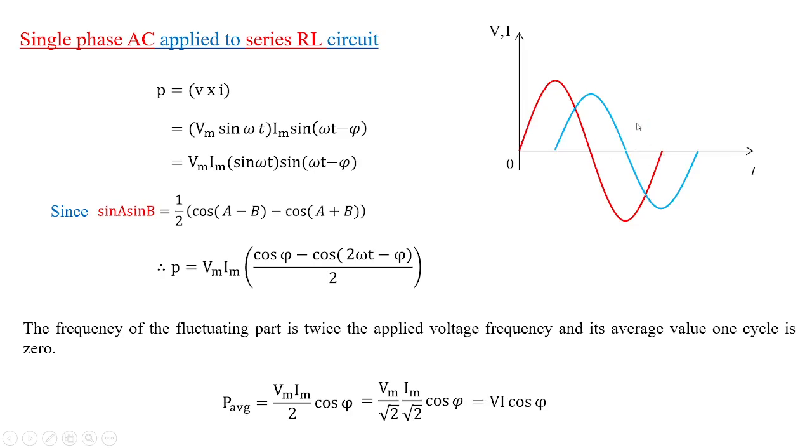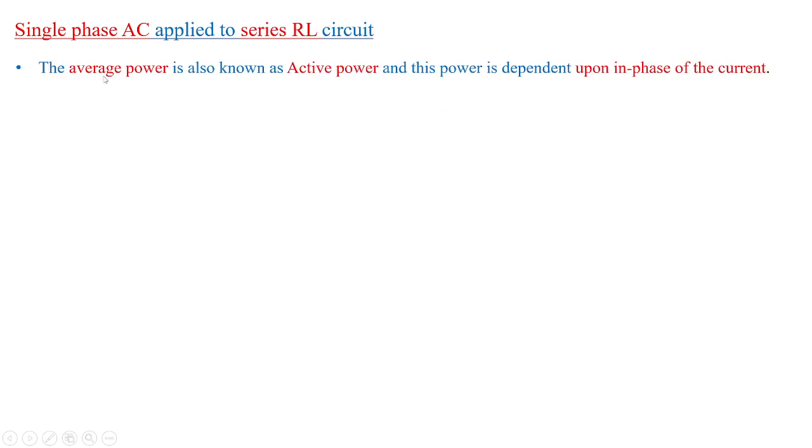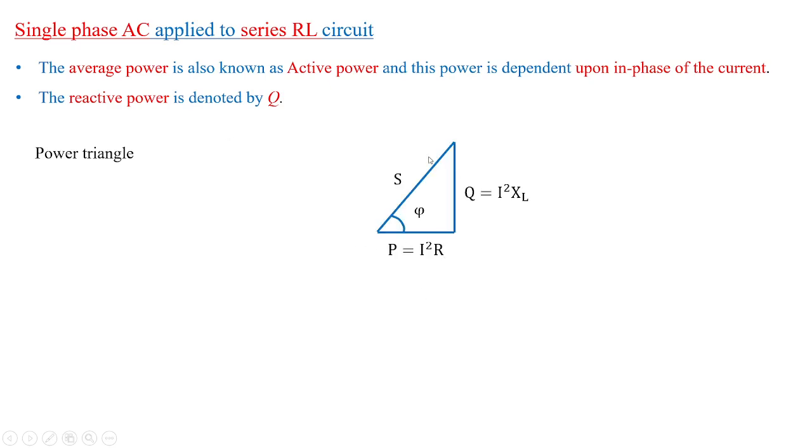So for the RL circuit, you can see the current waveform lags the voltage. Now the average power is treated as the active power, and this power depends upon the in-phase component of the current, and the reactive power is denoted by Q. If I want to take the values of active power and reactive power, I'll take the help of the power triangle, which is given by this diagram. You can see the power is given by I square R, the reactive power is given as I square XL, and the apparent power is given by S.